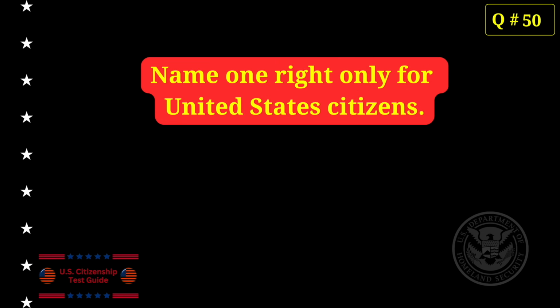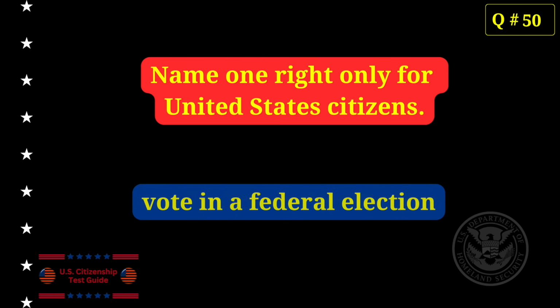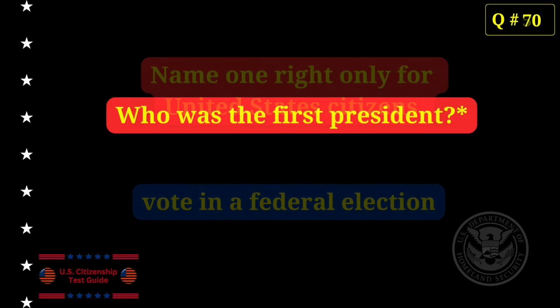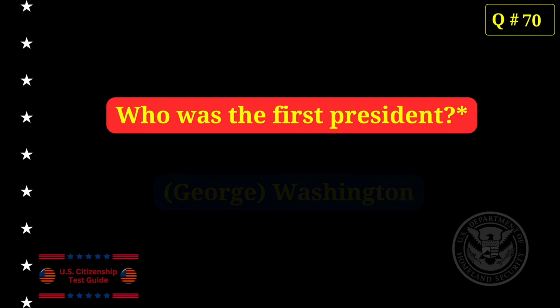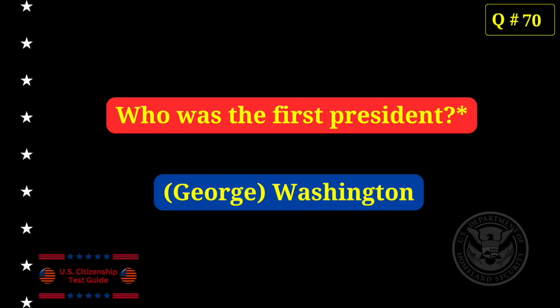Name one right only for United States citizens. Vote in a federal election. Who was the first president? George Washington.